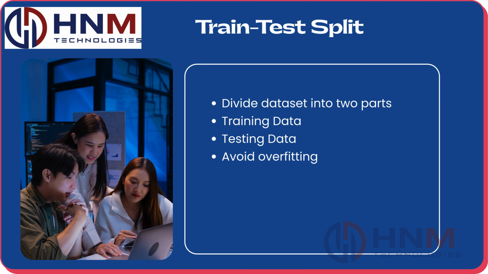After preprocessing, we divide the dataset into two parts. The training dataset is used to train the model. The testing dataset is used to evaluate the model's performance. A common split ratio is 80% training and 20% testing. This ensures that the model performs well on unseen data and avoids overfitting.